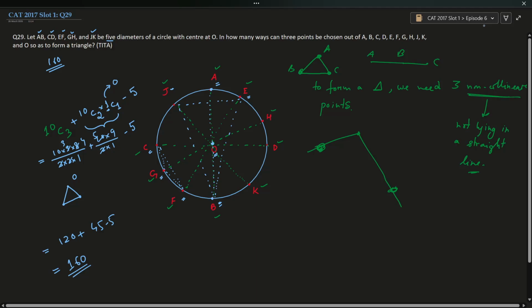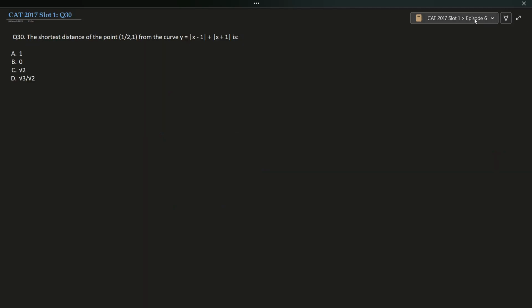So let's move on to the third question. The shortest distance of the point (1/2, 1) from the curve y = |x - 1| + |x + 1|.